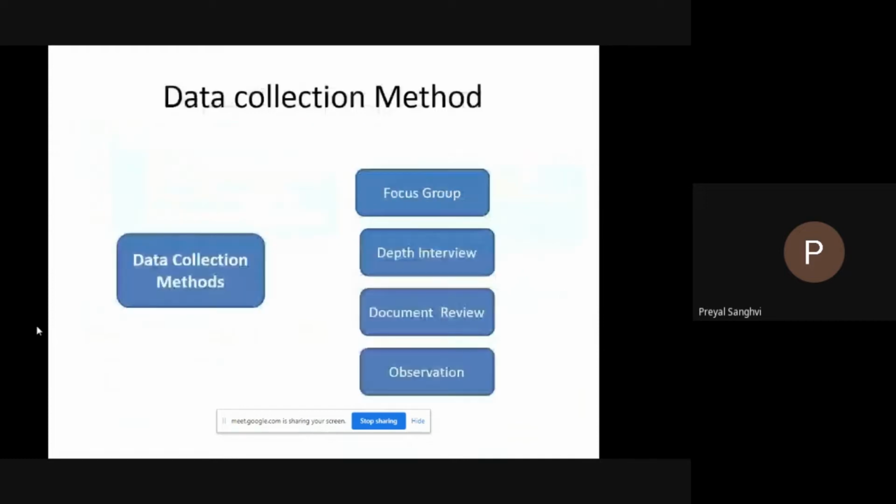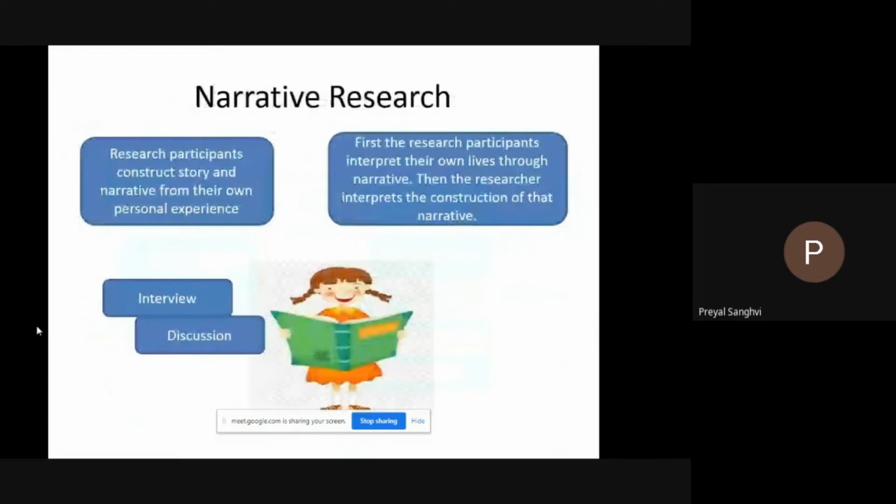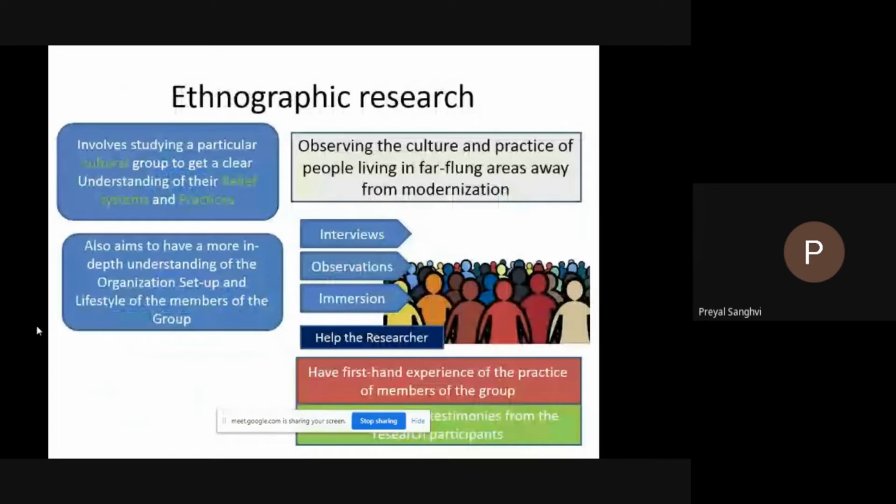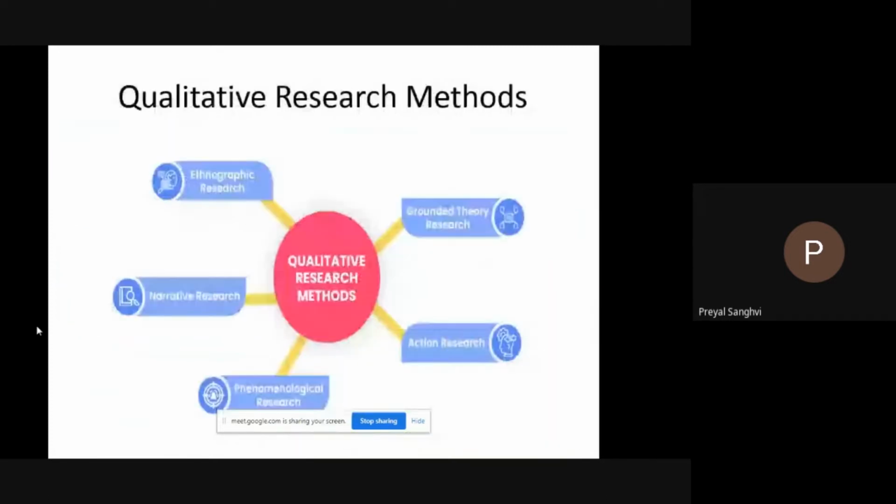So up to this, we have discussed the different types of qualitative research methods. In that case, we have discussed ethnographic research. Ethnographic research is basically about culture study. Phenomenological research is based upon experience study. Grounded theory research is related to when the researcher wants to construct or develop a new theory.